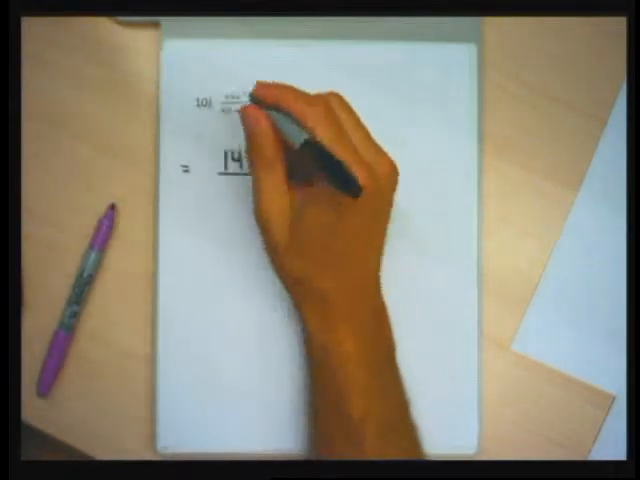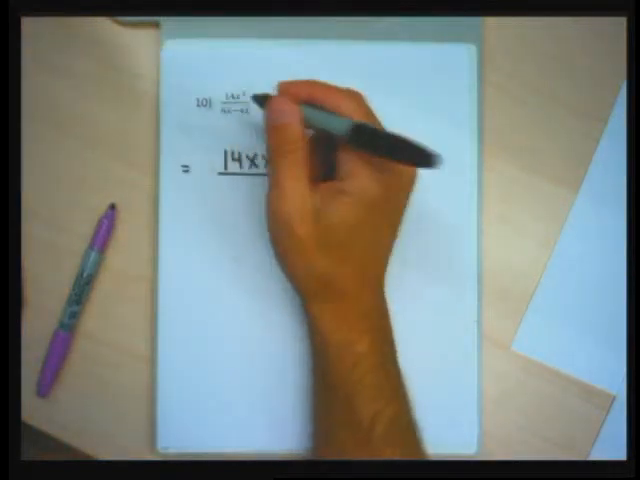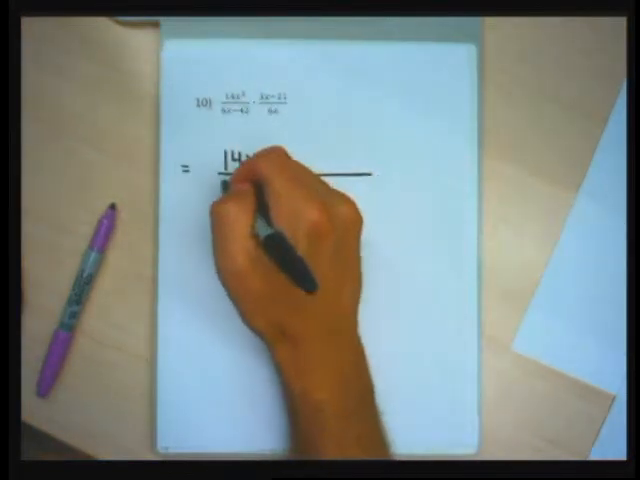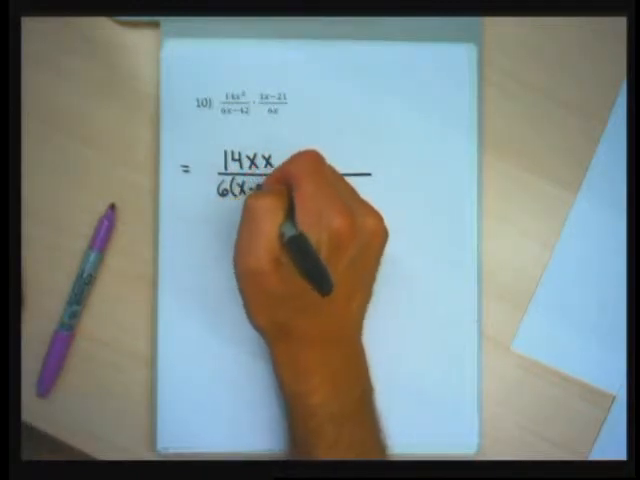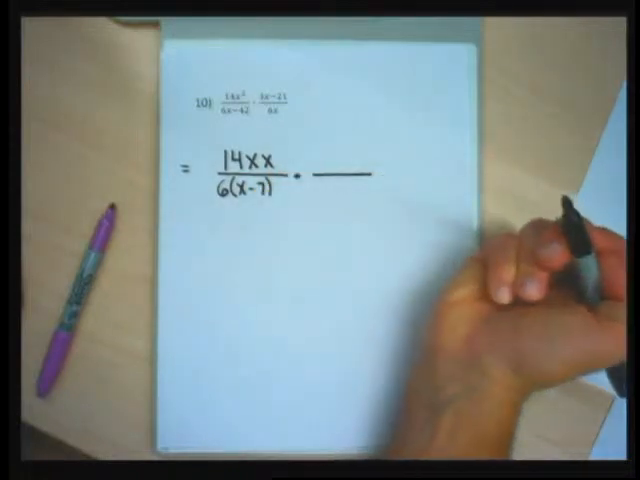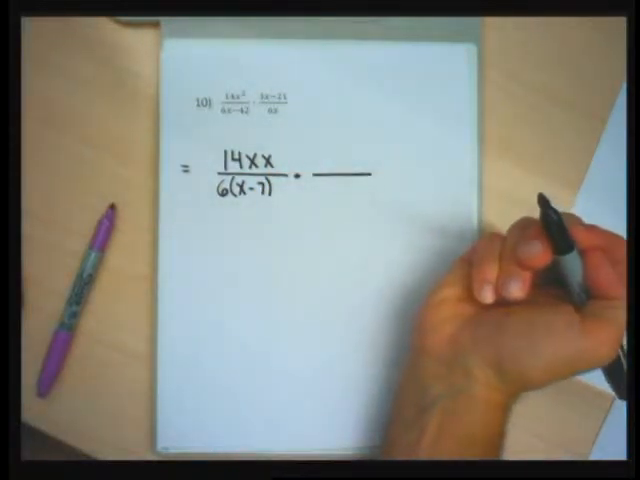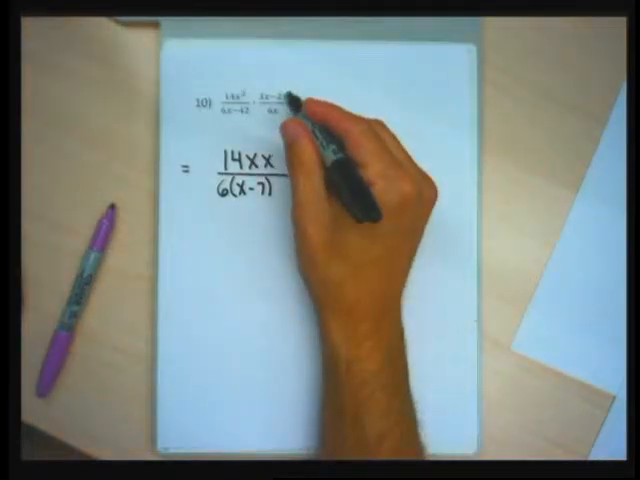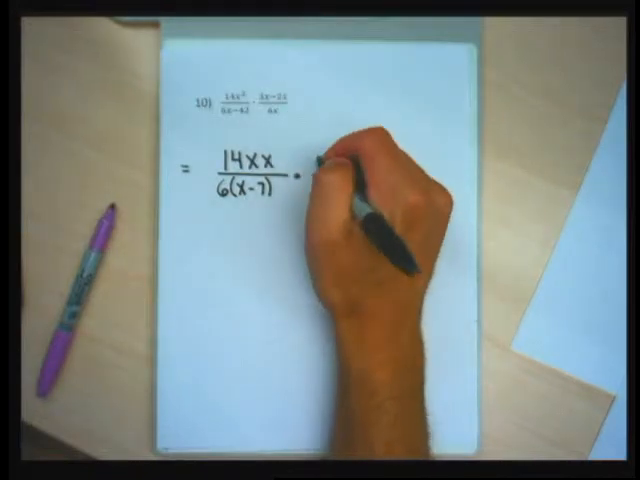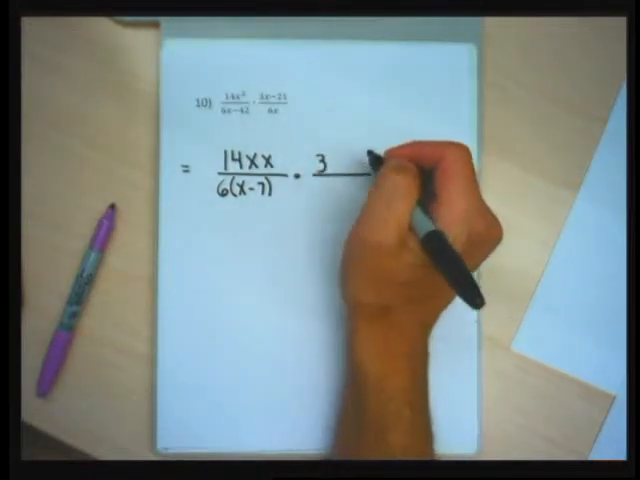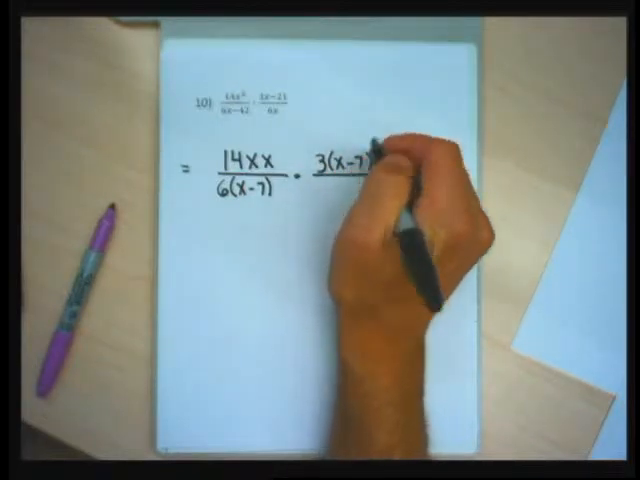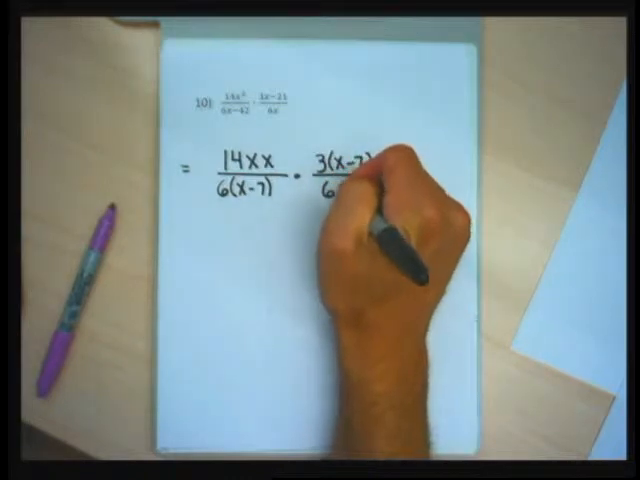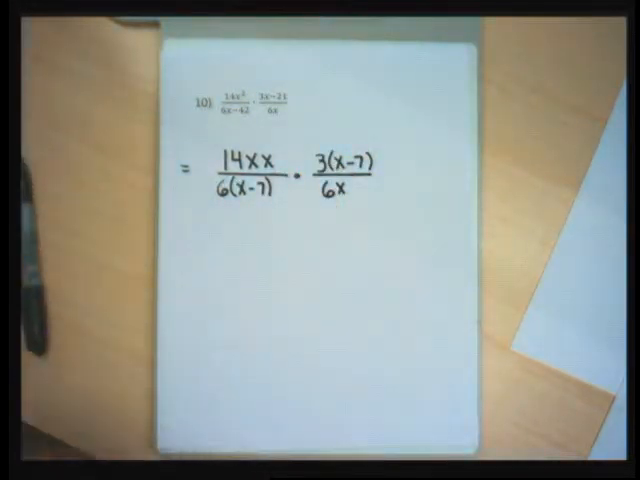The things that will factor are the 6x minus 42 that has a common factor of a 6, and the left denominator, when I factor out a common factor of a 6, I divide the numbers by 6, I'm left with an x minus 7 in the parentheses. In the numerator, the 3x minus 21, there's not a square, so I'm not going to get a 2 parentheses factoring. There's a common factor of a 3 because both 3 and 21 are divisible by 3. When I factor out that 3, I'm left with an x minus 7. And then in the denominator, I still have that 6x.